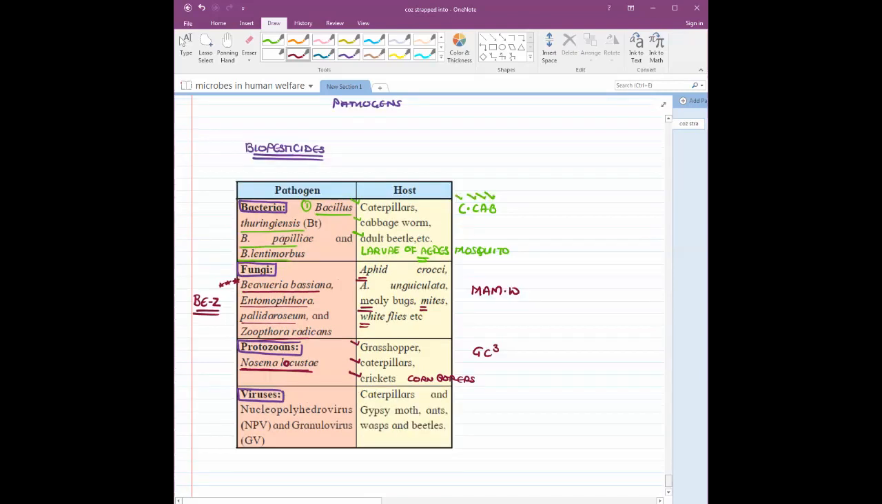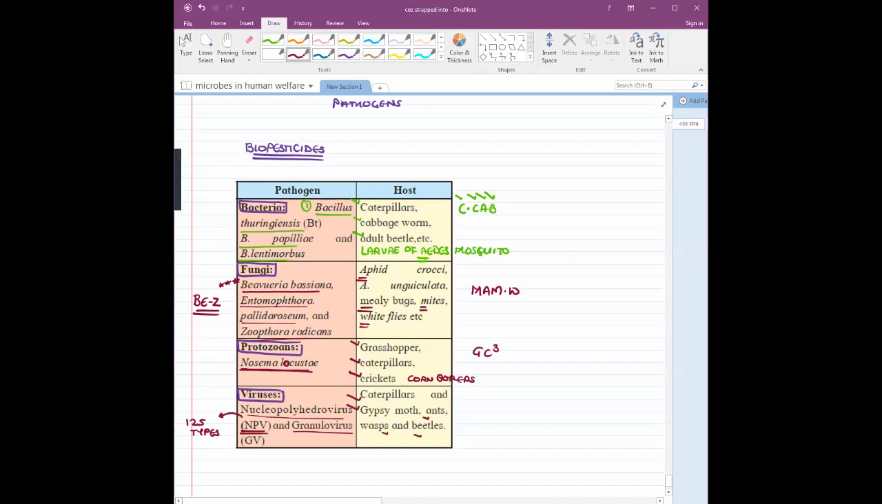And then the last one, we are going to have your viruses. In viruses, guys, we are going to have NPV, nucleopolyhedrovirus. And you know what? There are actually 125 different types of NPV. And then the second one we have is your granulovirus. So NPV and granulovirus, what are they going to be against? They are going to be against your caterpillars. Once again, the same thing: gypsy moths, ants, wasps, and beetles.